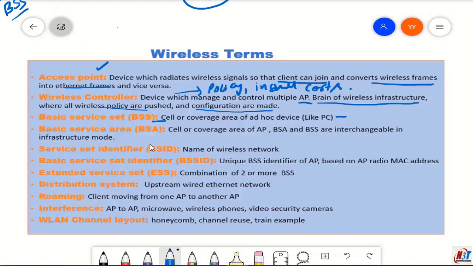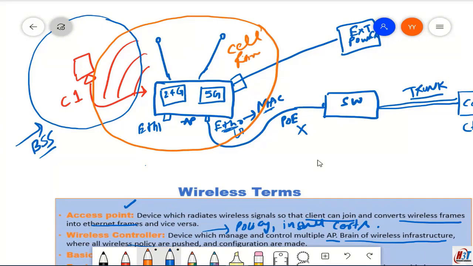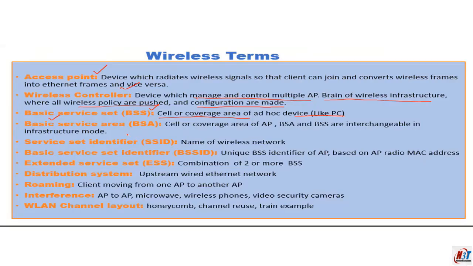The next one is BSA. BSA stands for basic service area. It is the coverage area of an AP. We also call it a cell, or we can also call it a range. So in this diagram, if you see, this will be the coverage area of this AP. And this will also be known as a cell or a range or a BSA. Sometimes in wireless infrastructure, BSS and BSA are interchanged with each other. Now let's talk about SSID.